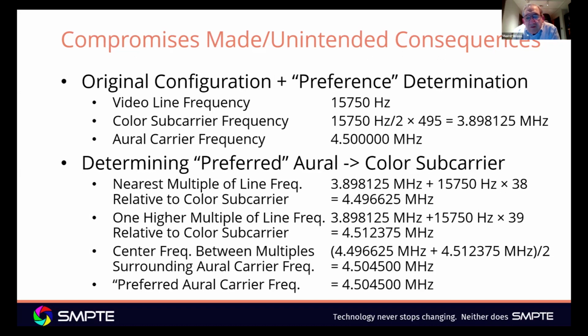So you get a 4 kilohertz-ish separation from one of the visual energy packets. And on the other side, you're about 12 kilohertz away from one of the energy packets from the aural carrier. And that's not a good interleave. That's putting the aural carrier much closer to one of those energy packets than you really want to do.